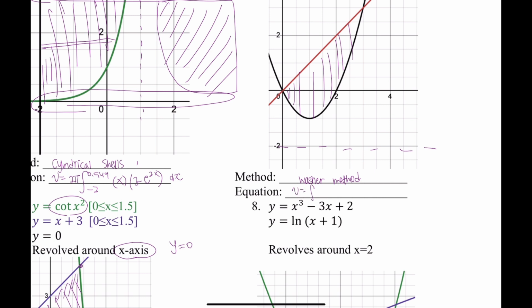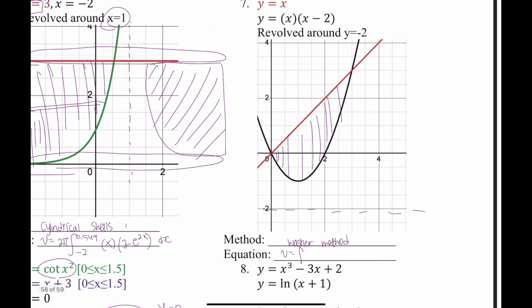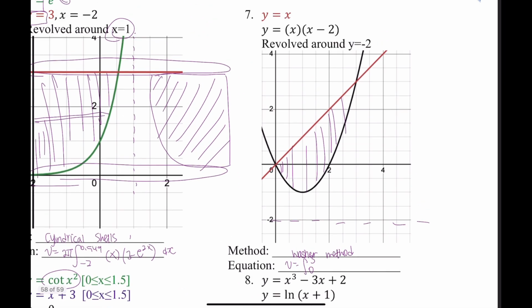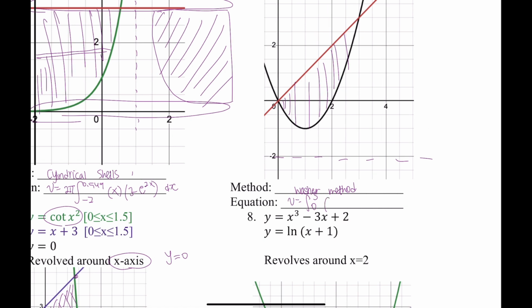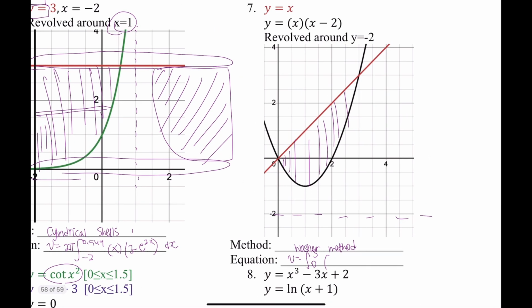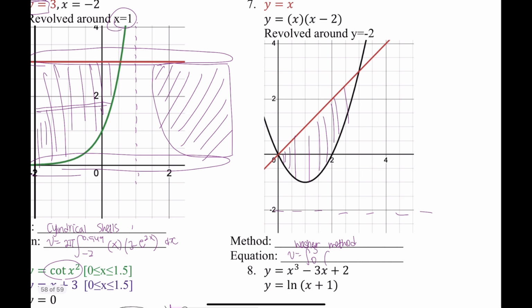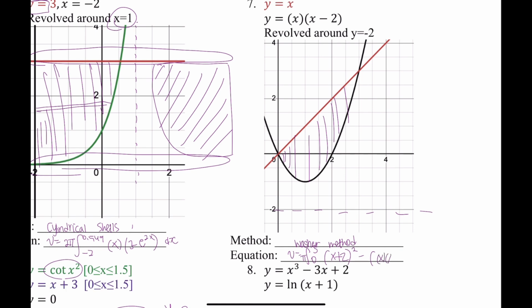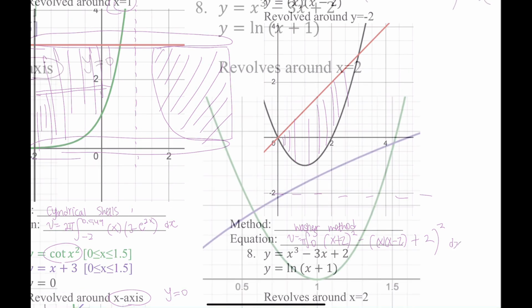V equals pi integral from 0 to 3. The outer function is going to be the red function, and since the red function is on top of the line of revolution, we're going to do x plus 2 to the power of 2, pi, and then minus x times x minus 2, plus 2, because it's still on top of the line of revolution, to the power of 2, and then just dx.